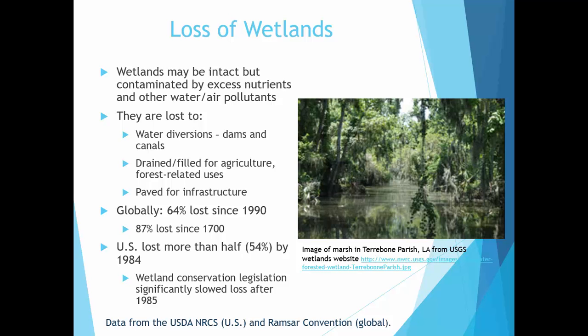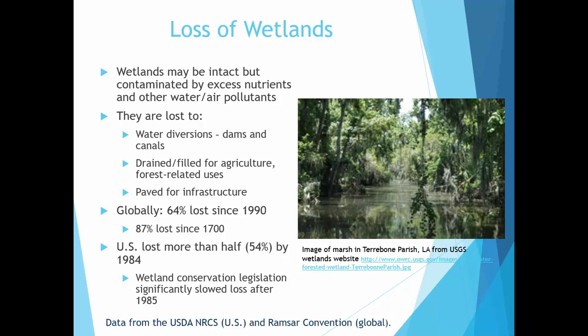So we know wetlands are very important. Let's talk about how much we've lost in terms of wetlands. And before we talk about the percentage of loss of wetlands, let's think about the fact that wetlands, even if they're intact, can be damaged by contamination. So if they get too many nutrients like nitrogen and phosphorus, that can cause algal blooms that get out of control, with a process called eutrophication. And other water pollutants and air pollutants can also get into wetlands. But we're going to focus more on the loss of wetlands. So wetlands can be lost when water is diverted and it doesn't go into the wetland anymore.